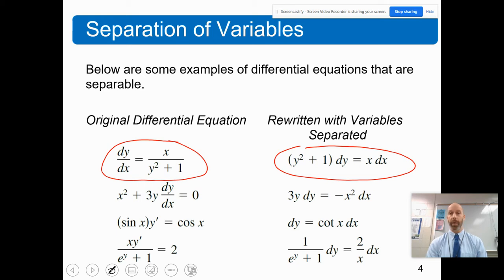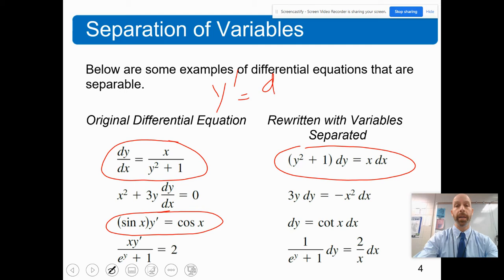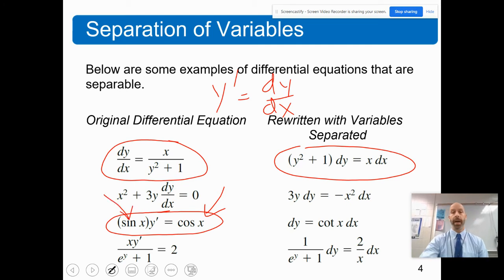This is a crucial step when it comes to solving this: actually separating the variables. Let's look at one more example, this third example here. We have sine x y prime equals cosine x. Keep in mind that y prime is the same thing as dy/dx, and we're going to use that in our examples in a few minutes. Notice that we've got x and y variables on both sides. In this particular example, there's only an x variable on the right, but there's also a term with an x variable on the left, not to mention there is a dx on the left.